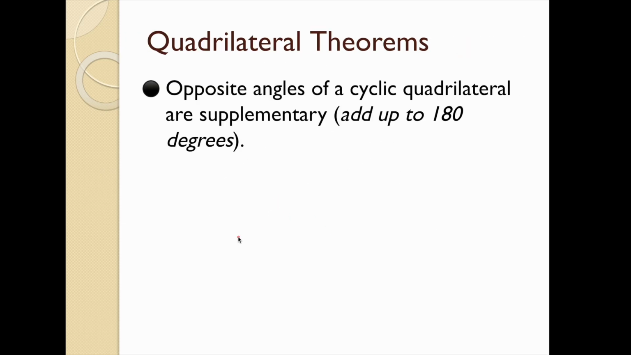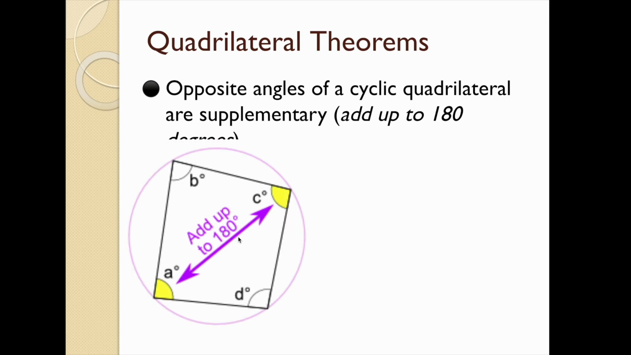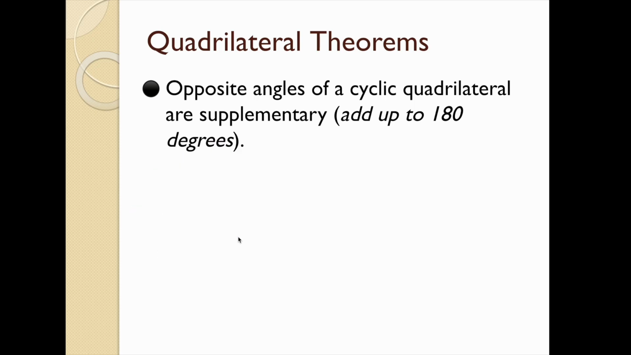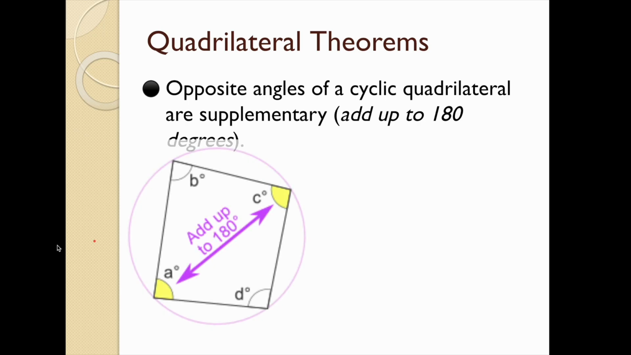All right, so the next theorem we have here is the quadrilateral theorems, right? So what this says is that once you have angles that are opposite on a quadrilateral, so for instance, once it's a cyclic quadrilateral, opposite angles add up to 180. So this angle here and this angle should add up to 180. Likewise, this angle here as well as this, they both should add up to 180.